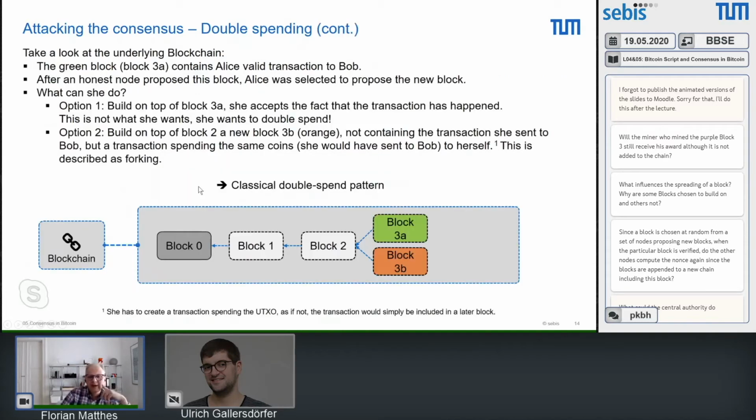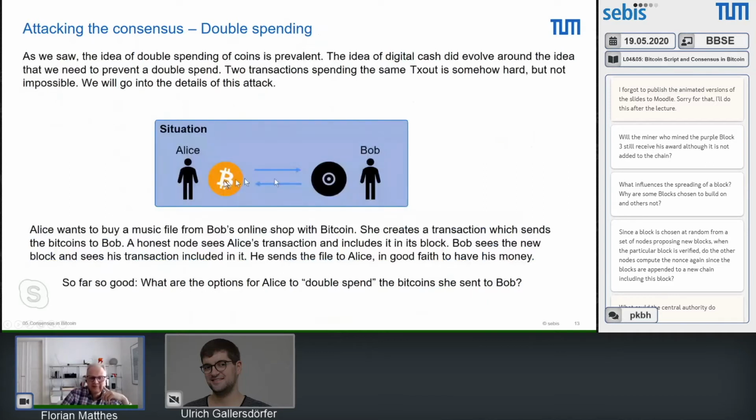Now it's Alice and Bob. Yeah. Alice wants to buy a music file from Bob. So therefore, she creates a transaction which sends the bitcoins to Bob. An honest node sees Alice's transaction and includes it in his block. Bob sees the new block and sees the transaction and includes it. He sends the file to Alice in good faith to have his money. Yeah. And now obviously there are options for Alice to double spend the money.